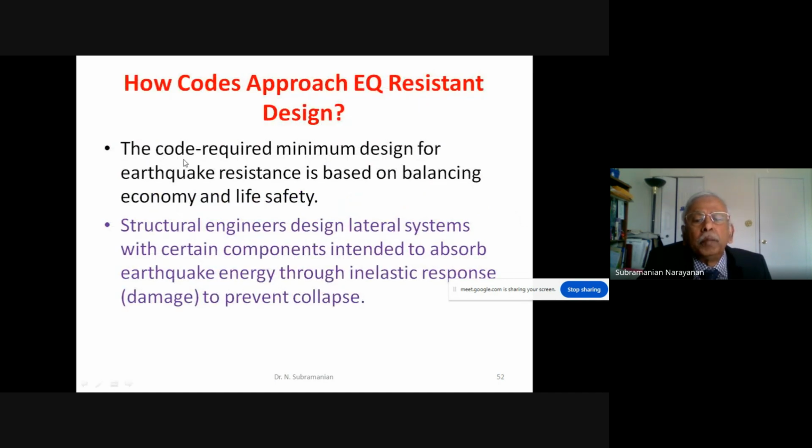The code required minimum design for earthquake resistance is based on balancing economy and life safety, that I told you already. Structural engineers design lateral systems with certain components intended to absorb earthquake energy through inelastic response to prevent collapse.